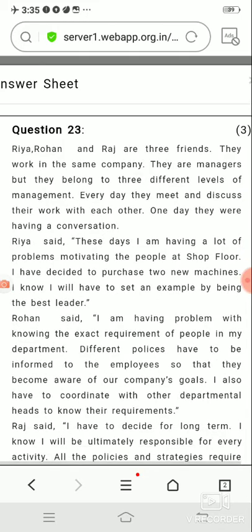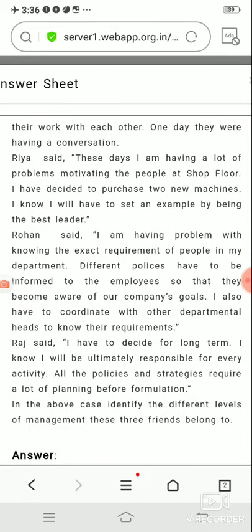Next question says, this is a story of three students here, Riya, Rohan and Raj. These three are friends and they are working in the same organization, but they belong to different levels of management. They used to meet for a discussion some day in a week, and on one day when they met they discussed these things. Now see what discussion was going on.